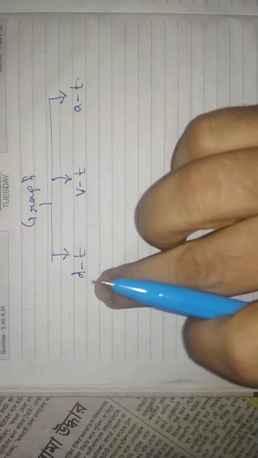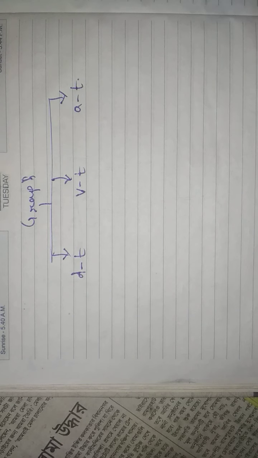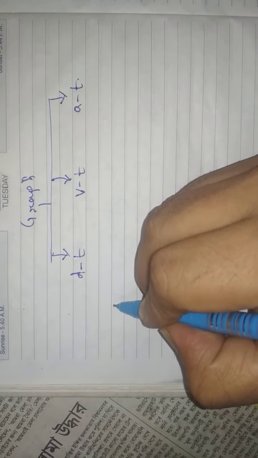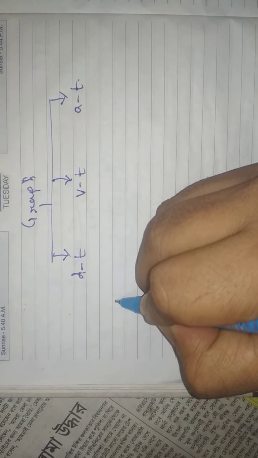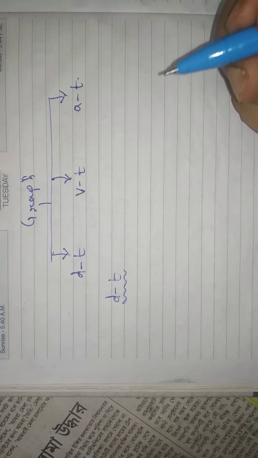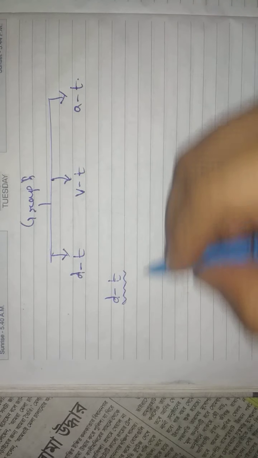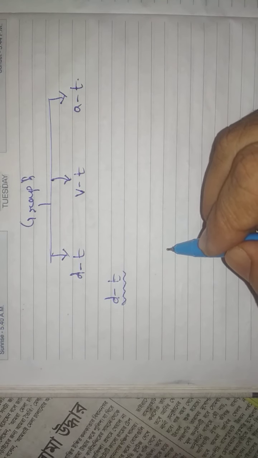So we will learn all three graphs today, and we will try to solve a few numericals based on these graphs only. So let us start. First we will be discussing distance versus time graph. So how many types of graphs are there as far as distance versus time graph is concerned?